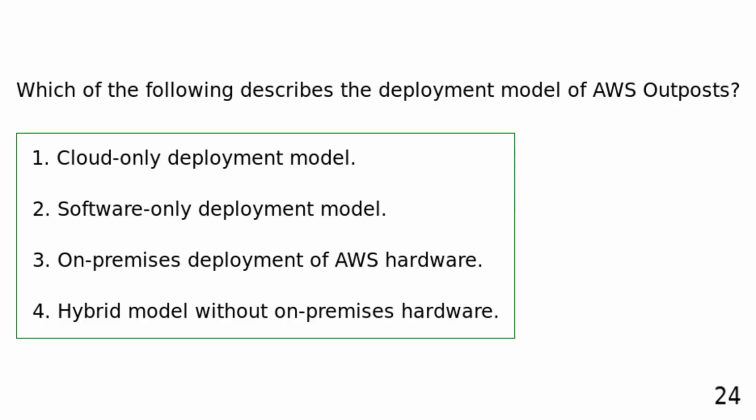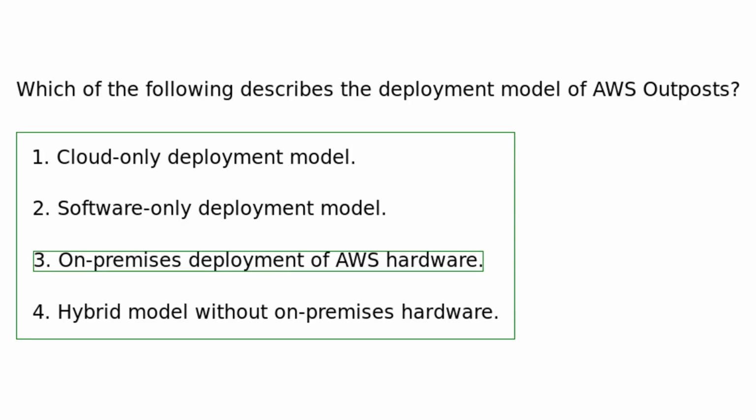Which of the following describes the deployment model of AWS Outposts? Cloud-only deployment model. Software-only deployment model. On-premises deployment of AWS hardware. Hybrid model without on-premises hardware. AWS Outposts involves deploying AWS hardware on-premises to create a hybrid cloud environment.